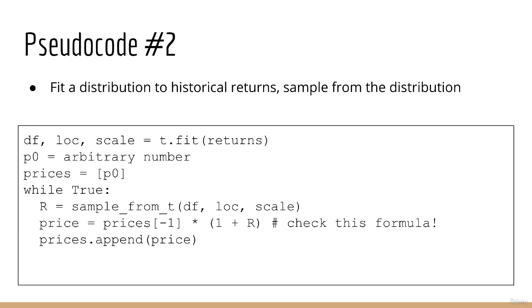So you can see that the only difference between this algorithm and the previous algorithm is how we sample the returns. One way is to use actual historical returns, and another way is to fit a distribution and then sample from that distribution.